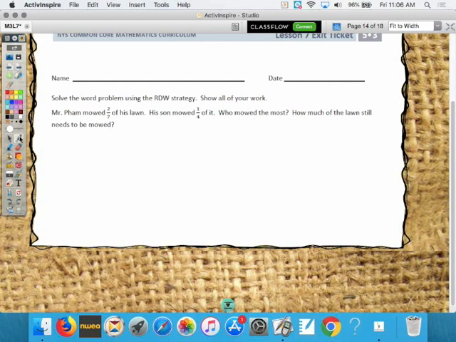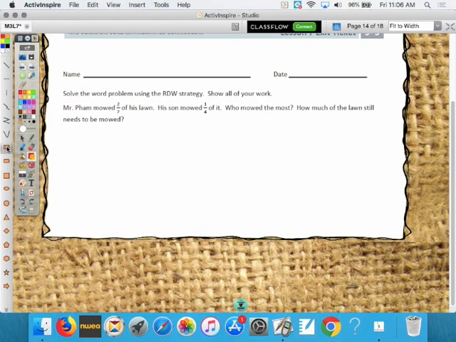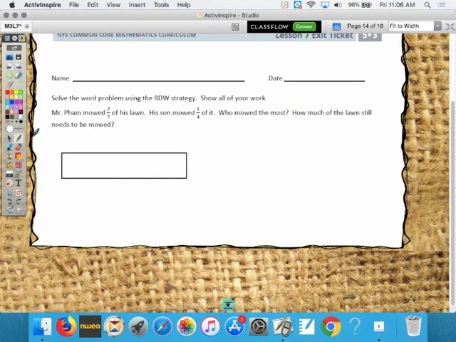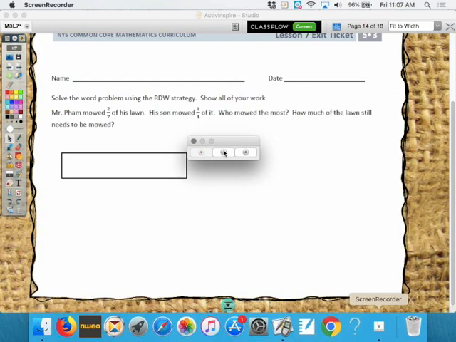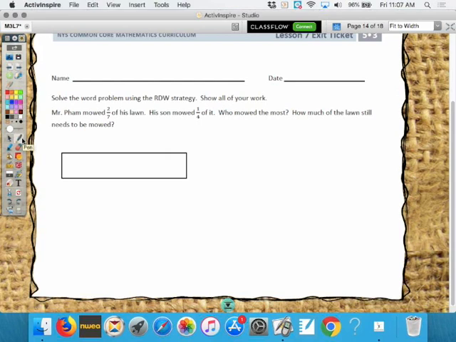So the first thing I want to do is start by organizing my information on a tape diagram. So I don't know if you remember this yesterday, but about half as long as your words are, make a tape diagram, okay? Leave yourself room to write above it. So taking a look at how to organize this, I've got Mr. Pham, I've got his son, and I've got how much of the lawn still needs to be mowed. So how many sections does my tape diagram need? 3. And it doesn't matter what size they are, just draw your lines.